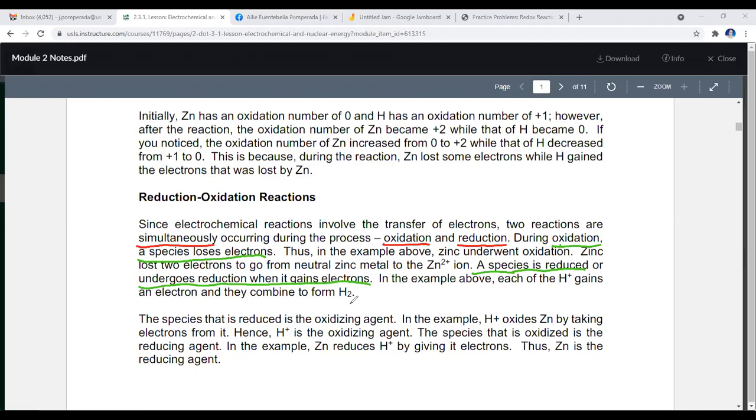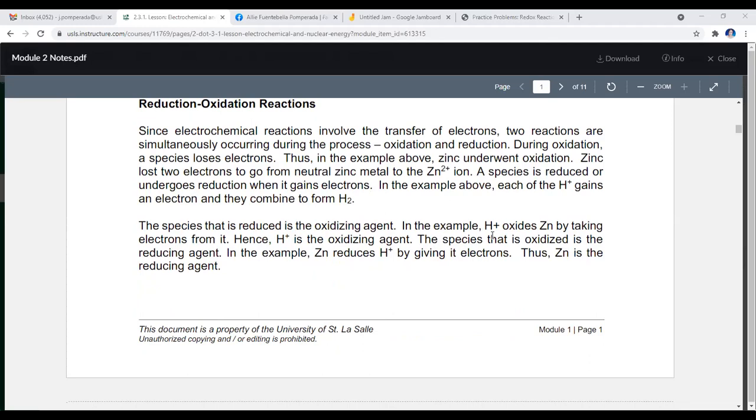Now, that brings about the names of the species in our reaction. The one that is being oxidized is zinc, and as such, we say that hydrogen, the species that is reduced, is the oxidizing agent. So what is being reduced in this case is referred to as the oxidizing agent. Zinc undergoes oxidation. The one that oxidizes zinc is your hydrogen. Hydrogen is the one that is being reduced and it is oxidizing your zinc. In the example, hydrogen oxidizes zinc by taking electrons from it.